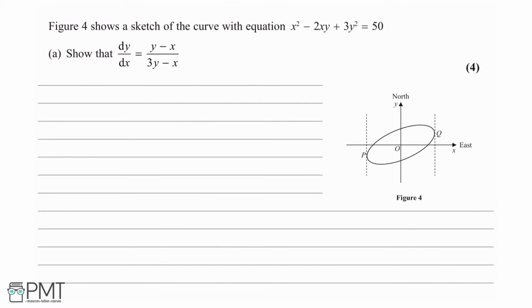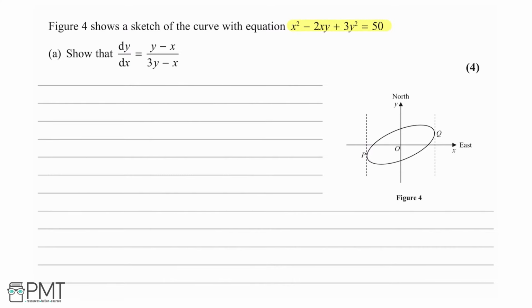So we are told figure 4 shows a sketch of the curve with the equation x squared minus 2xy plus 3y squared equals 50. Part A is asking us to show that dy by dx equals y minus x over 3y minus x for 4 marks. The first thing I'm going to do is highlight our original equation, which is x squared minus 2xy plus 3y squared equals 50.